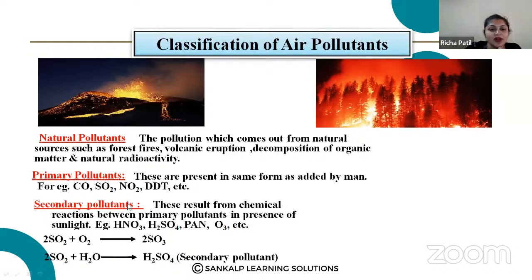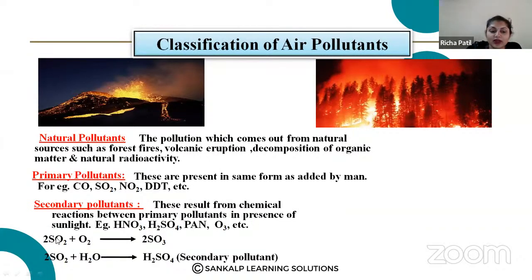Secondary pollutant means what? It is the chemical reactions between the primary pollutants in the presence of sunlight. So whatever primary pollutants are present, the chemical reactions occurring between these primary pollutants in the presence of sunlight will cause secondary pollutants. For example, HNO3, H2SO4, PA and PAN, and the ozone molecule, O3, etc. So these are some of the secondary pollutants.